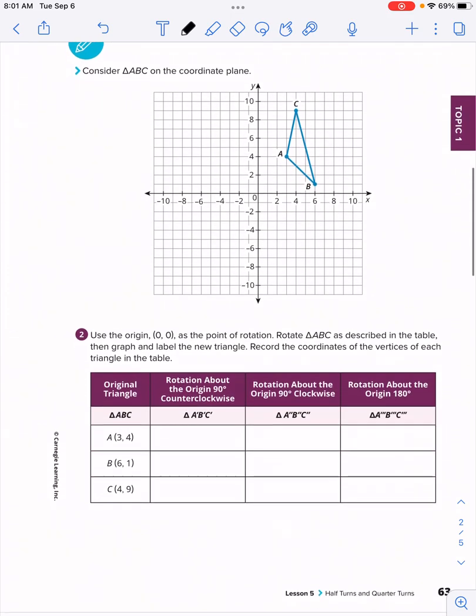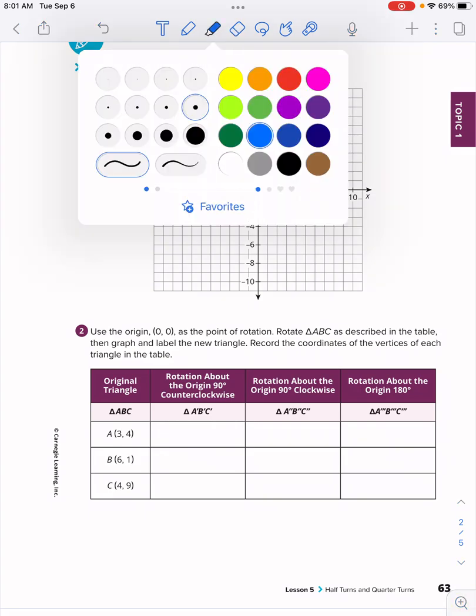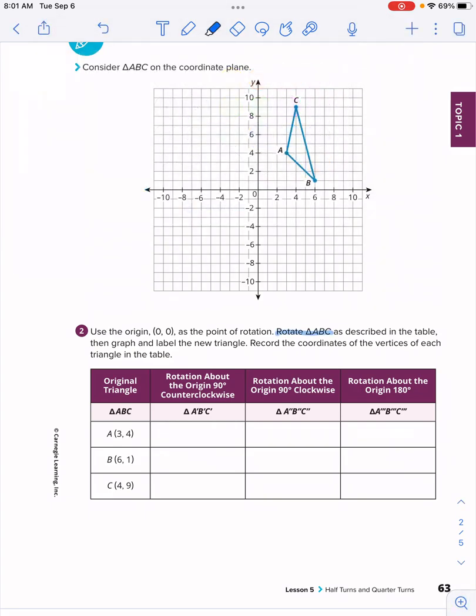All right, so we're going to rotate this triangle that's on the grid, ABC, and it's connected to number 2. It says rotate triangle ABC as described on the table. Then graph it, label the new triangle, and then we're going to finally record the coordinates in this table here. Okay. All right, so let's go and look at the first one. So rotating 90 degrees counterclockwise.